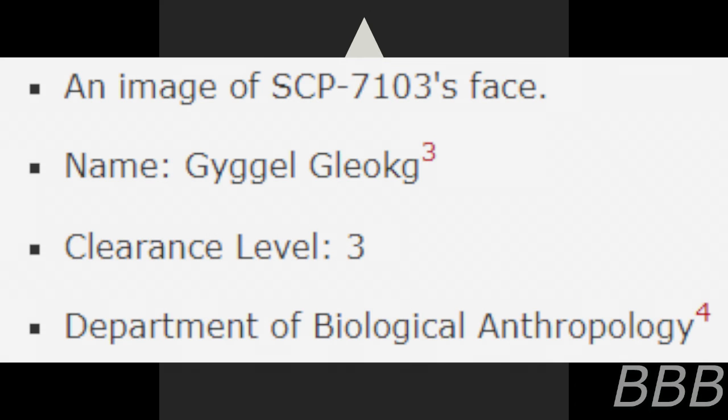See Figure A. A metal card was found in SCP-7103's breast pocket whilst inside the initial housing. The identifiable features inscribed on the card are as follows. An image of SCP-7103's face. Name: Giggle Gluck. There was no matching records of an individual named Giggle Gluck on the Foundation registry. Clearance Level 3. Department of Biological Anthropology. The Scientific Study of Humanity.